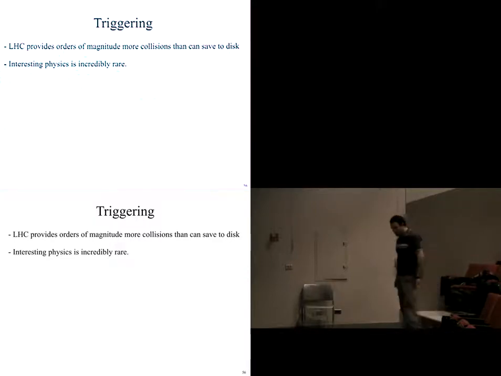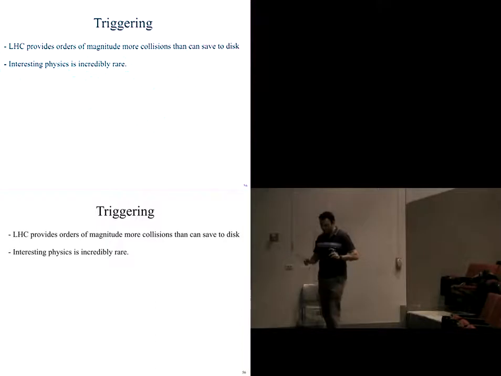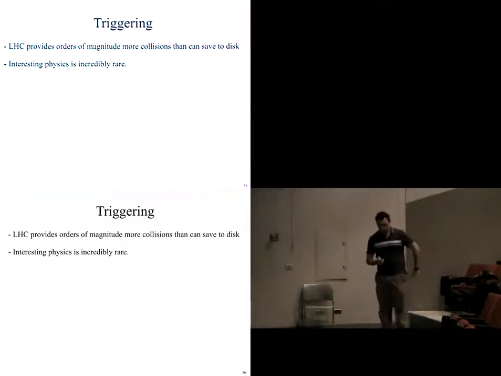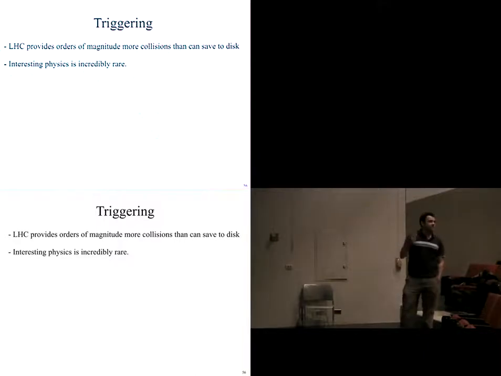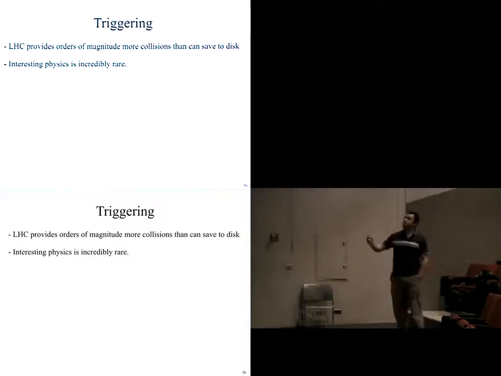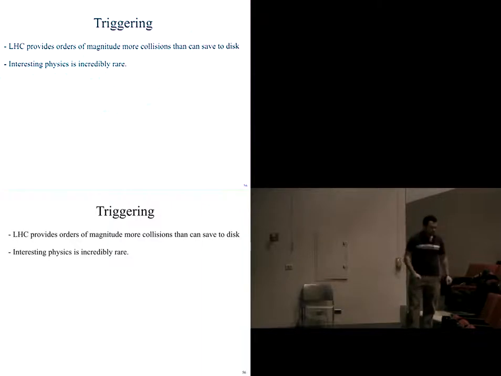Another thing that's a really major complication is something called triggering, and I'll explain what that means. This is needed for two basic reasons. One is that the LHC provides orders of magnitude more pictures than we can save to disk. It's doing this much more often than we have disk space to write the pictures to disk, and you'll see what the numbers are in a second. So we can't save everything. We have to choose which to keep.